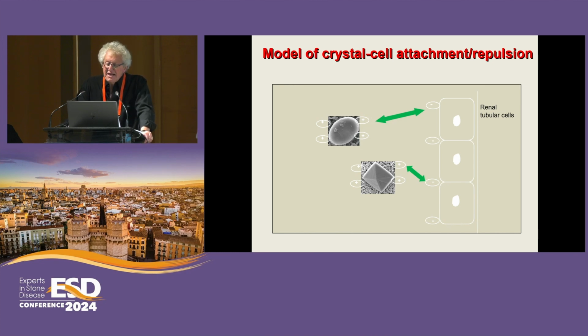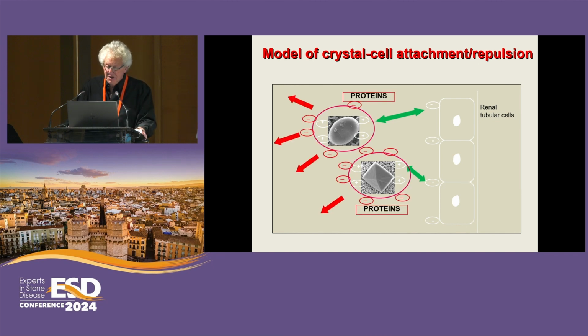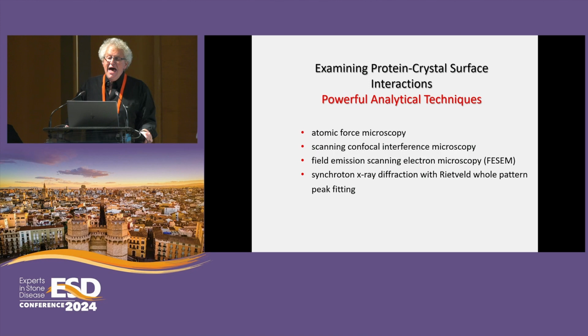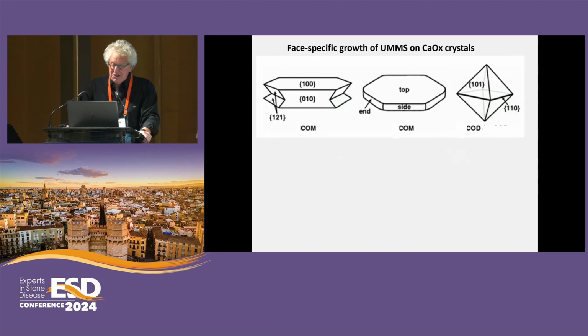The idea is that macromolecules can coat the surfaces of these crystals, shown in red, leaving them with a negative charge, which would then be repelled by the negative charge on the renal tubular cells. So that's a simple representation, but this is a real mechanism that deserves attention and has been studied through powerful analytical techniques requiring specialist technicians who are skilled in doing the measurements and making the interpretations.